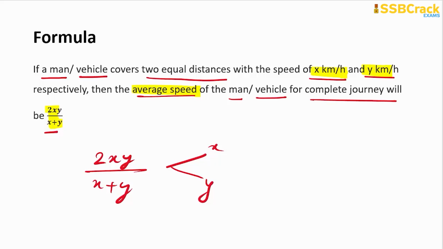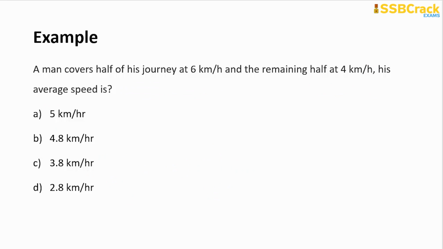So I'll give you a hint. Whenever you see in the question there is a person or a vehicle with two speeds mentioned and asked about the average speed, just go with this formula of average speed. Average speed for two given speeds of a vehicle is given by 2xy upon x plus y. Alright, coming to an example based upon this particular formula.